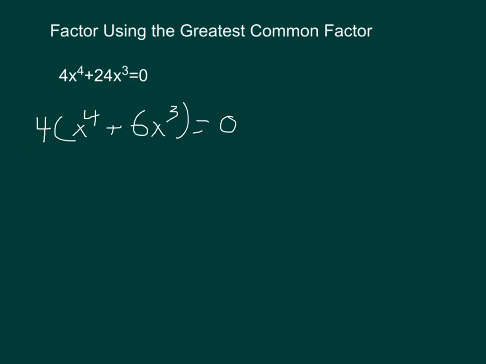To make sure that I've done this correctly, if I were to work backwards and distribute, 4 times x to the 4th would be 4x to the 4th, plus 4 times 6x to the 3rd would be 24x to the 3rd. So that's how I know that I've done it correctly. Now I look at my terms within the polynomial and I say, what do the variables have in common?